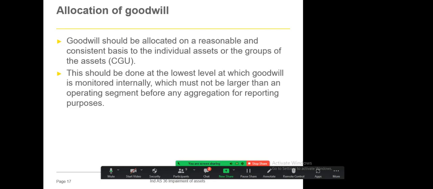So that means you need to do the bifurcation of your goodwill into these different individual assets or the group of assets to the level that you are showing your operating segments in the books of accounts. At that level, you need to do the allocation of your goodwill. And this is how the impairment of your goodwill will happen.